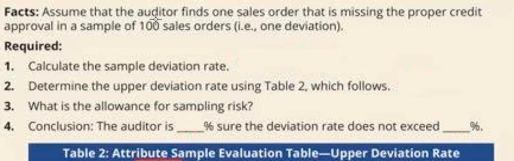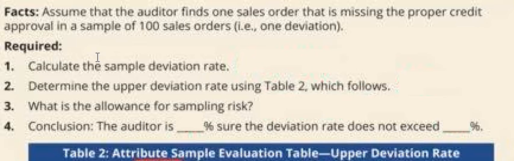Assume that the auditor finds one sales order that is missing the proper credit approval in the sample of 100 sales orders. For example, one deviation. Calculate the sample deviation rate in here.